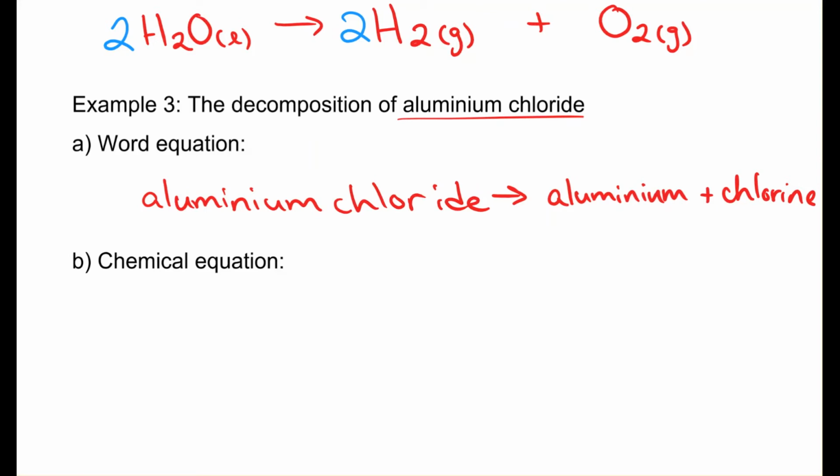So now we just have to turn these names into formulas, whatever the formulas of the substances are. Aluminium chloride, what kind of substance is that? Well, that substance is an ionic compound, so let's write down the ion charges. 3 plus and 1 minus. So we need 1 aluminium and we need 3 chlorides. And because it's ionic, at room temperature it's going to be a solid. Okay, all right.